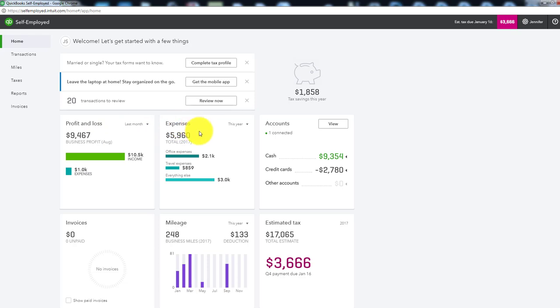The expense section is pretty much the same, except it tells you how much in expenses you have for any given period. So in this case, for this year so far, you have spent $5,960 total in expenses for 2017. If you want to see how much you spent last month for expenses, then it will tell you that you have spent $1,000.38 in expenses.